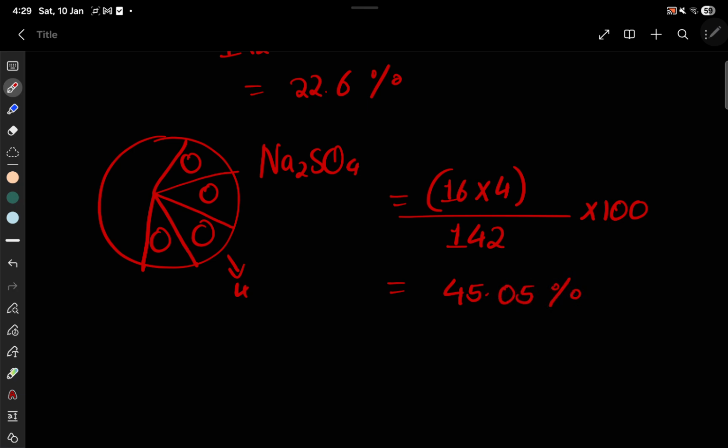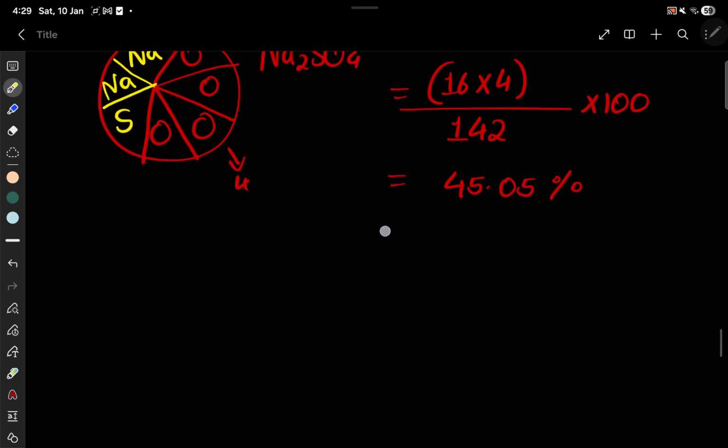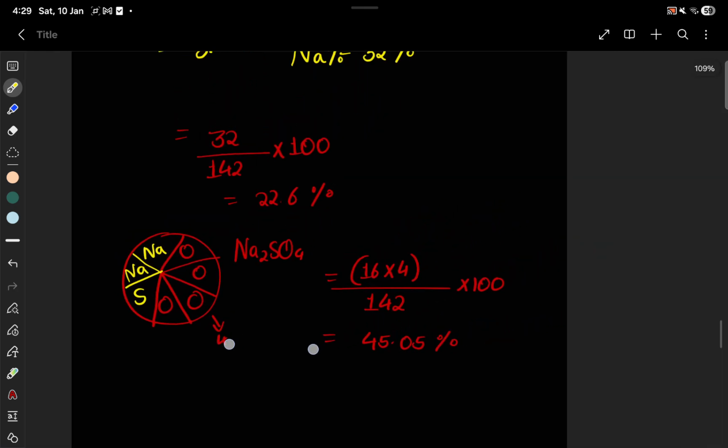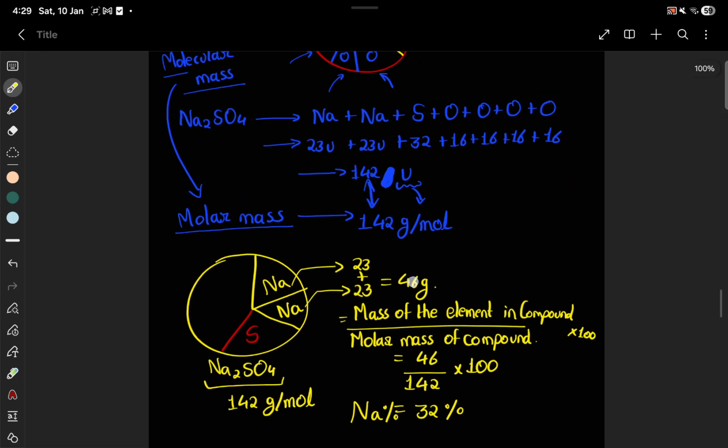So just like this, we are going to calculate the overall percentage of the different elements present in our pizza. So that's the methodology of your Bhupesh sir for the calculation of percentage composition by using this pizza method.